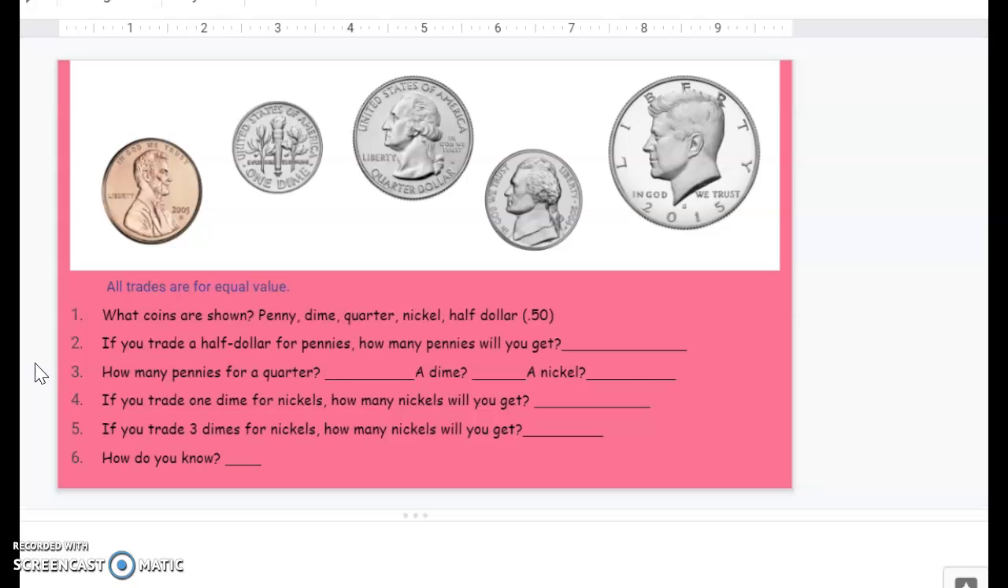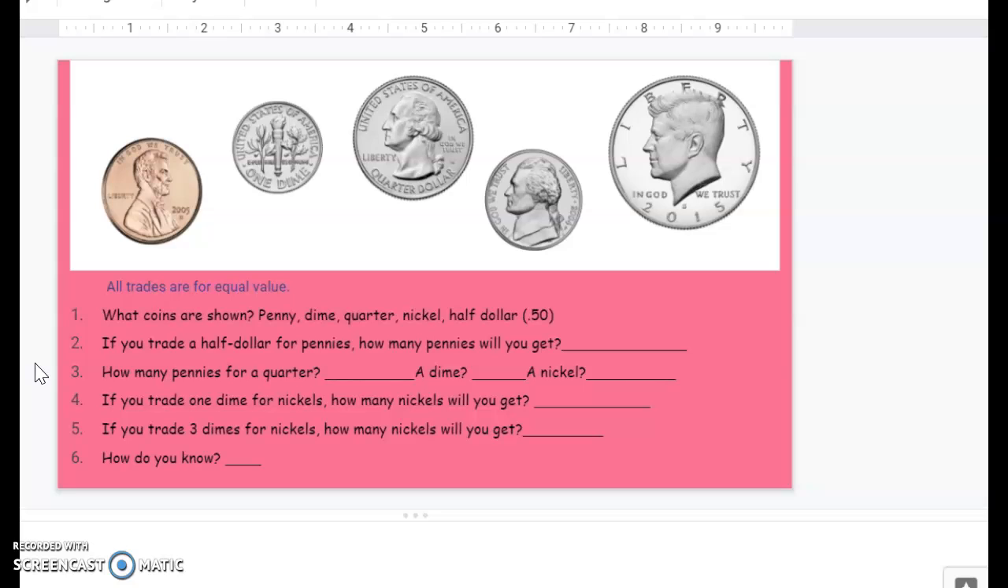If you trade 3 dimes for nickels, how many nickels will you get? 6 is right. Now, how do you know? If you said, I know that each dime can be traded for 2 nickels, so 3 dimes is 3 times 2, or 6 nickels, you are exactly right.